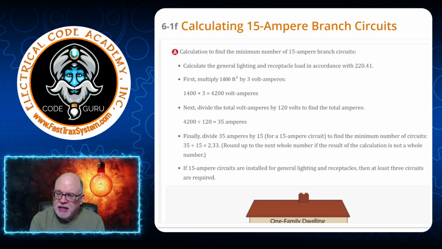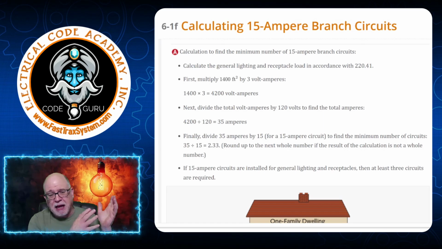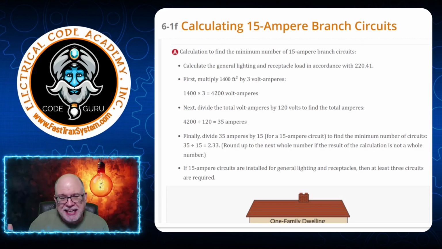So what we're going to see is, let's kind of do a VA per square foot for a certain size dwelling, and we're going to try to determine what's the minimum number of 15 amp branch circuits we need, and what's the minimum number of 20 amp branch circuits we need. This could be on an exam, but at the end of the day, it really is a real thing because you have a load calc, and now you have a circuit calc. How many circuits do I need? So let's kind of look at it.